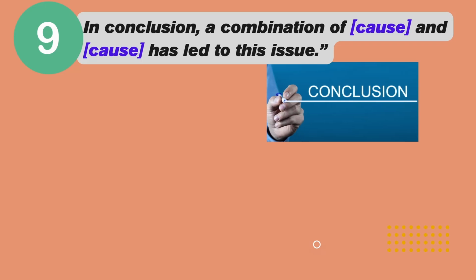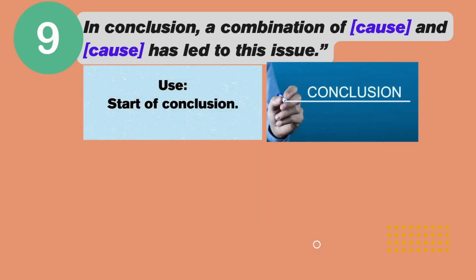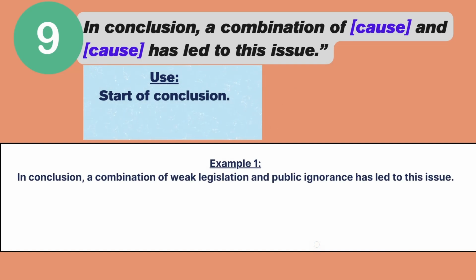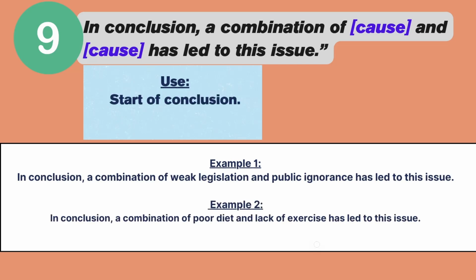Phrase 9, in conclusion, a combination of causes, because you're going to be mentioning more than one cause. So one cause and second cause has led to this issue. So you can use this at the start of the conclusion. Example, in conclusion, and this indicates to the examiner that your conclusion has begun and you are finally wrapping up and summarizing your essay. In conclusion, a combination of weak legislation and public ignorance has led to this issue. In conclusion, a combination of poor diet and lack of exercise has led to this issue.